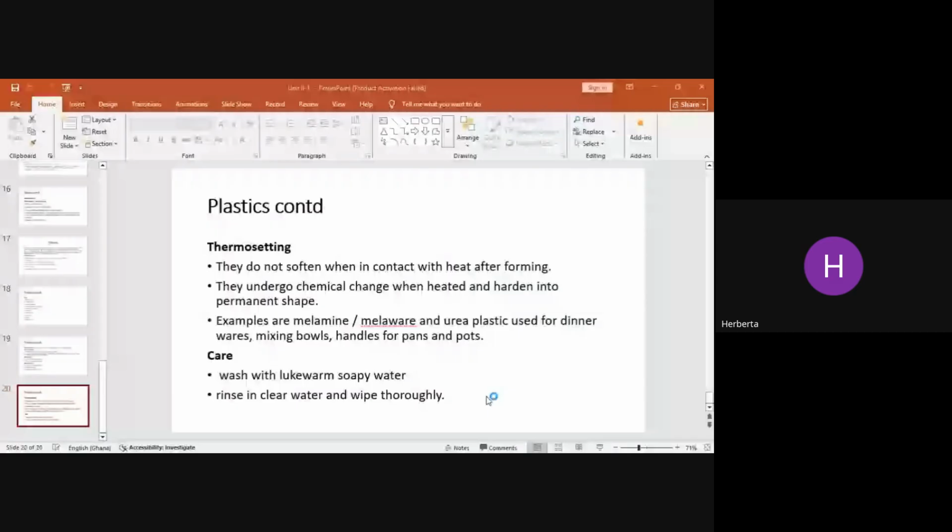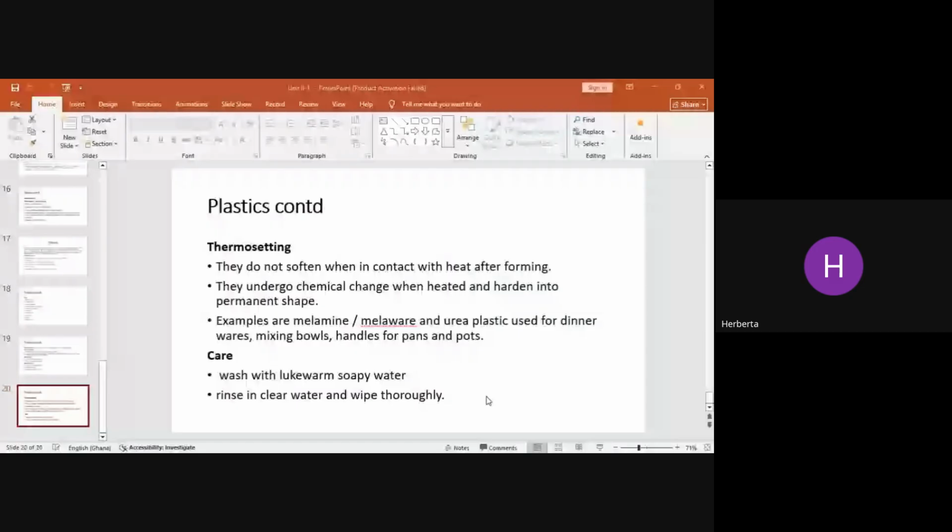Normally used as surfaces for tables, formica. Some call it formica. Have you seen those types of plastics? Those are the melamine or the melaware plastics. Formica is normally used as top surfaces for tabletops. Some are also used as mixing bowls, handles for saucepans and pots, and as dinnerwares.